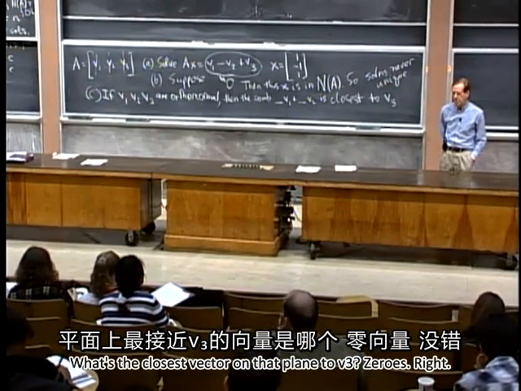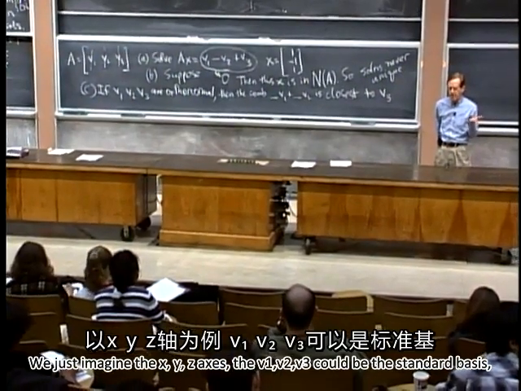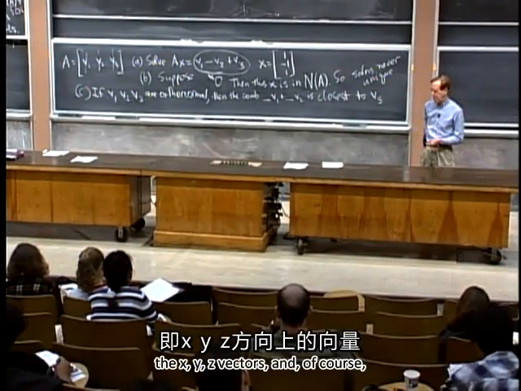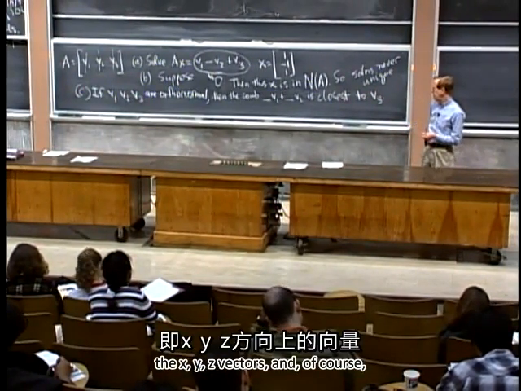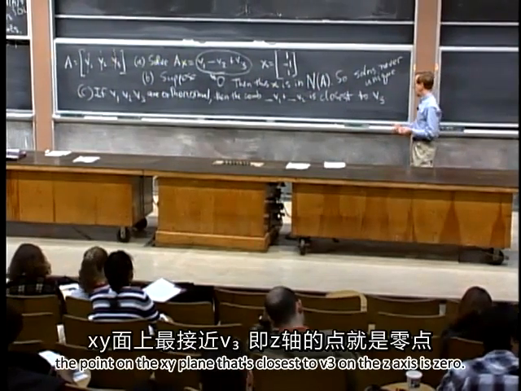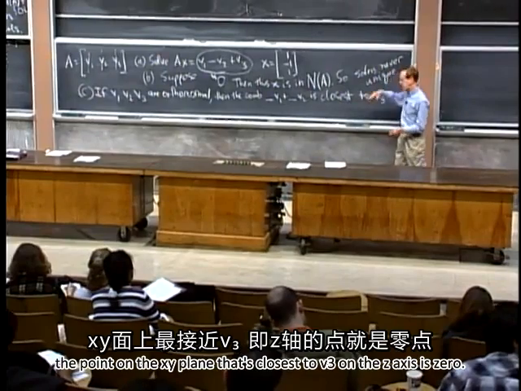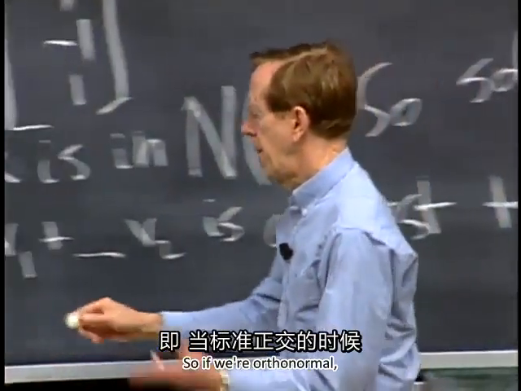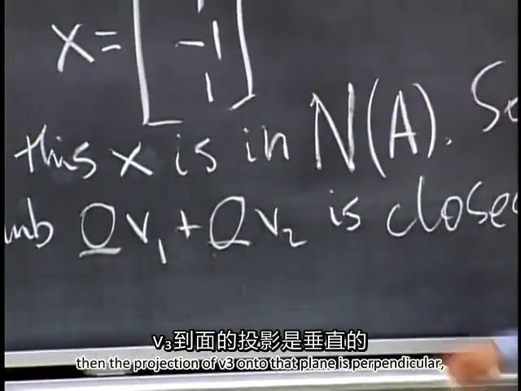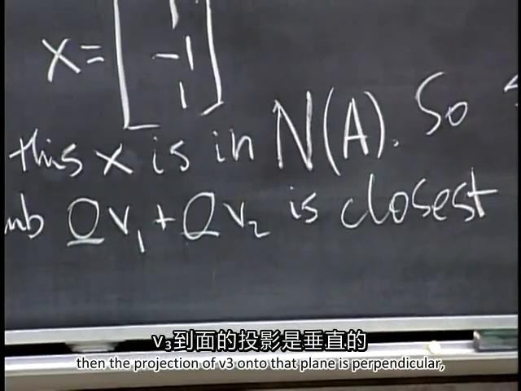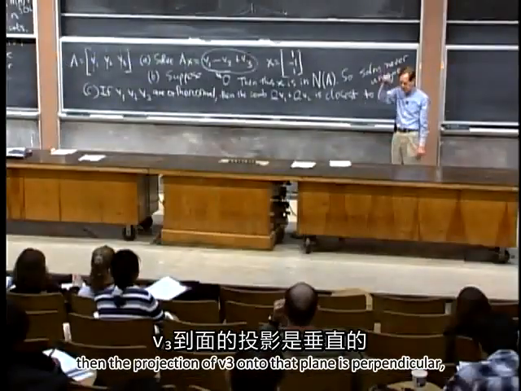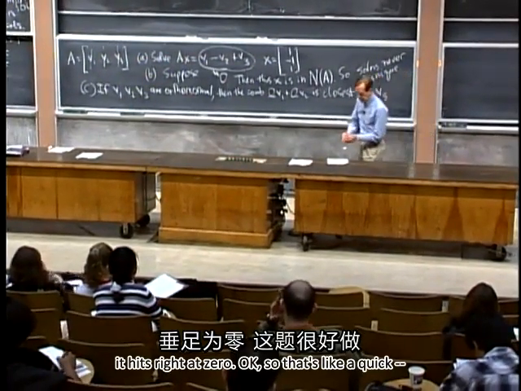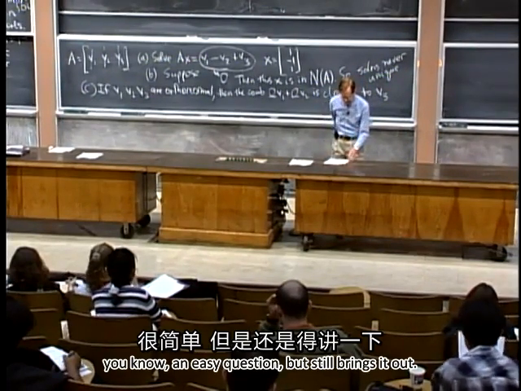Zeros, right. We just imagine the x, y, z axes. The V1, V2, V3 could be the standard basis, the x, y, z vectors. And of course, the point on the xy plane that's closest to V3 on the z-axis is 0. So if we're orthonormal, then the projection of V3 onto that plane is perpendicular. It hits right at 0. Okay, so that's an easy question, but still brings it out.